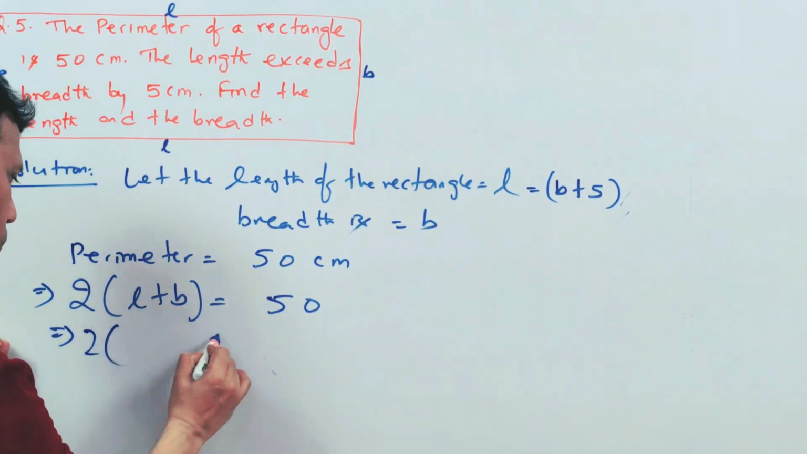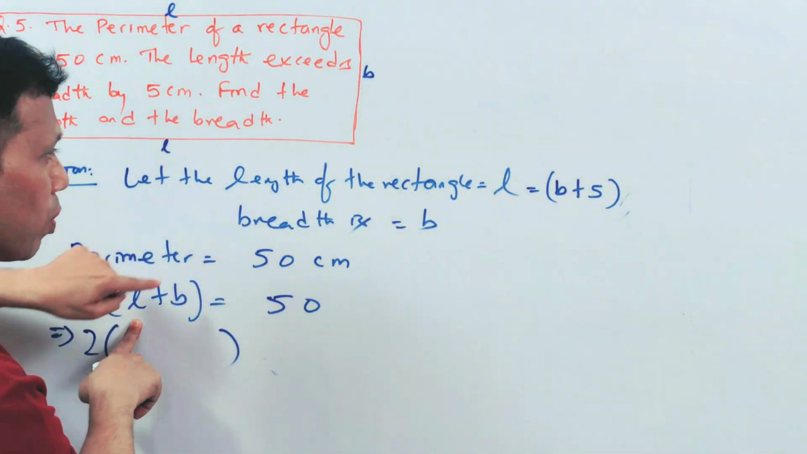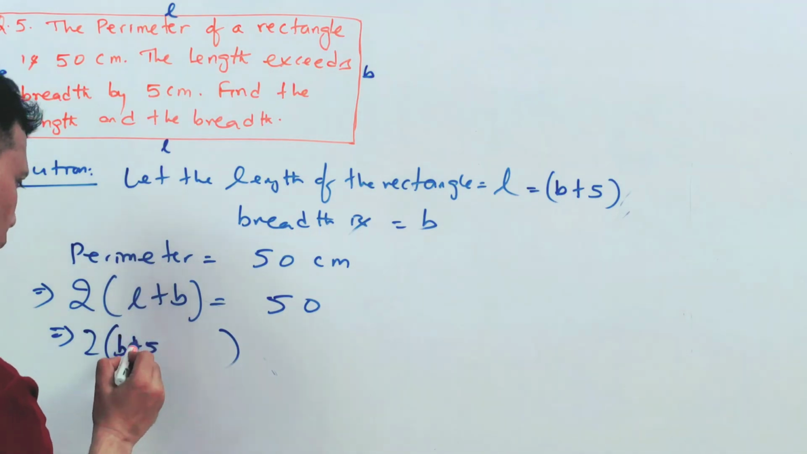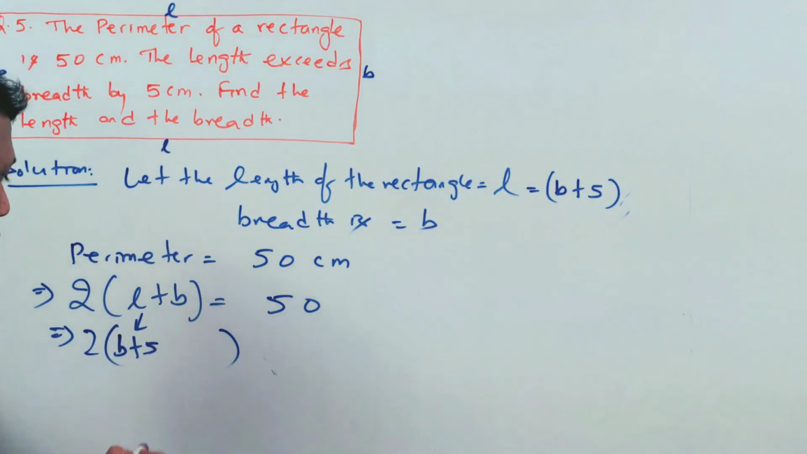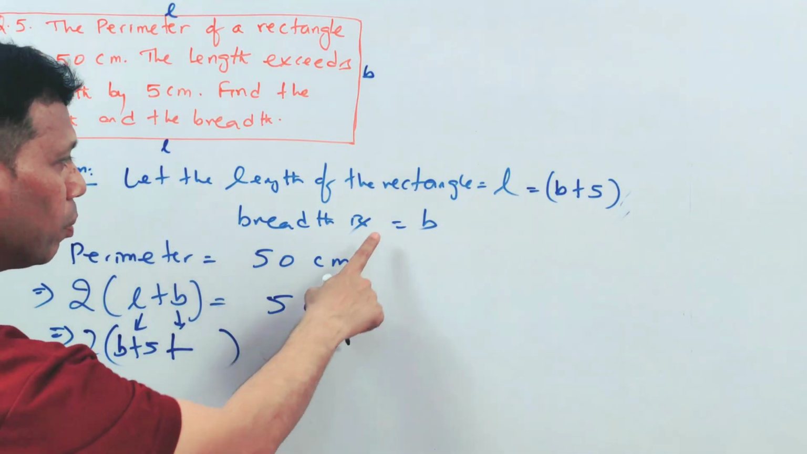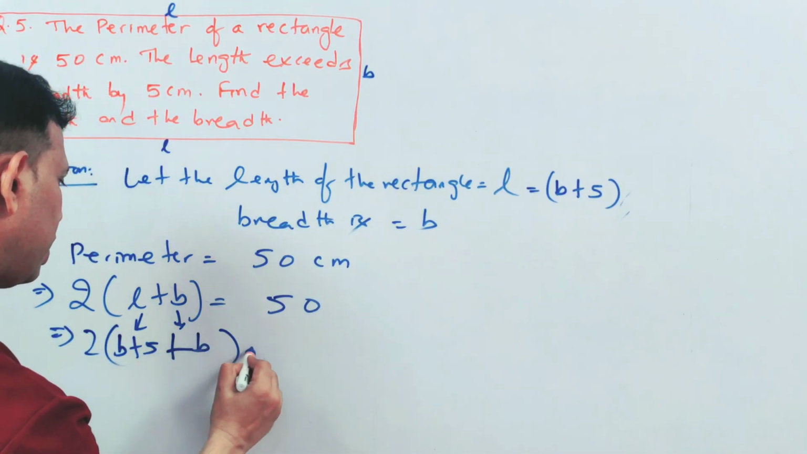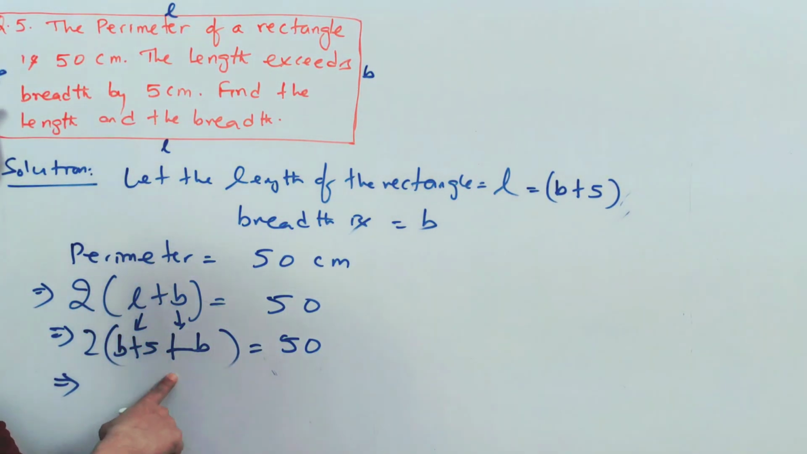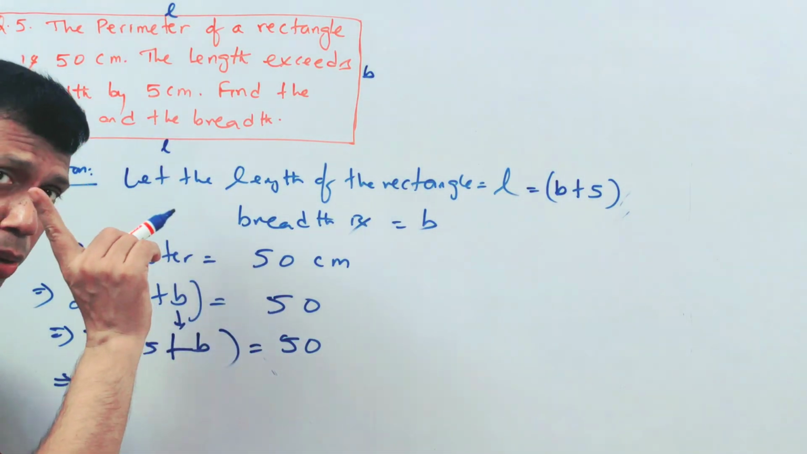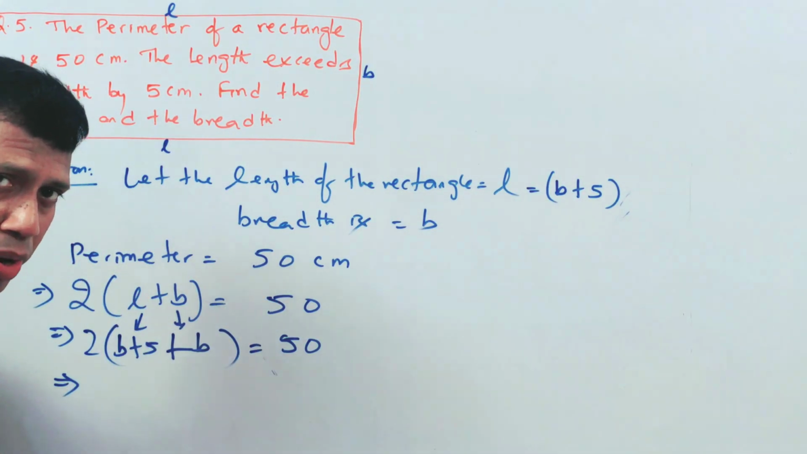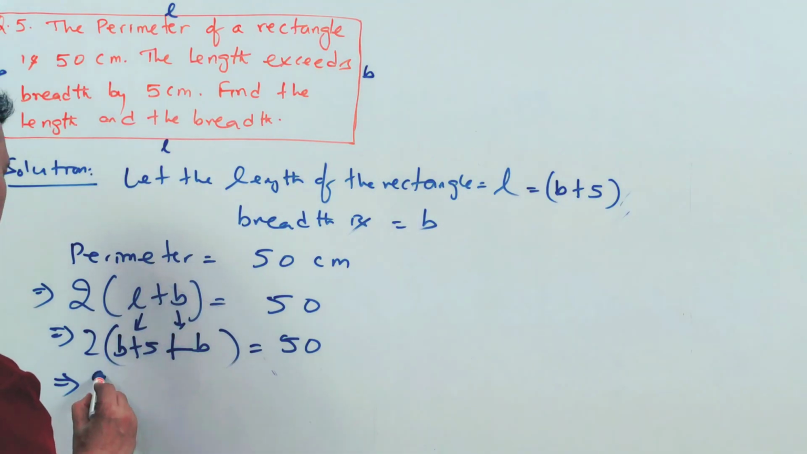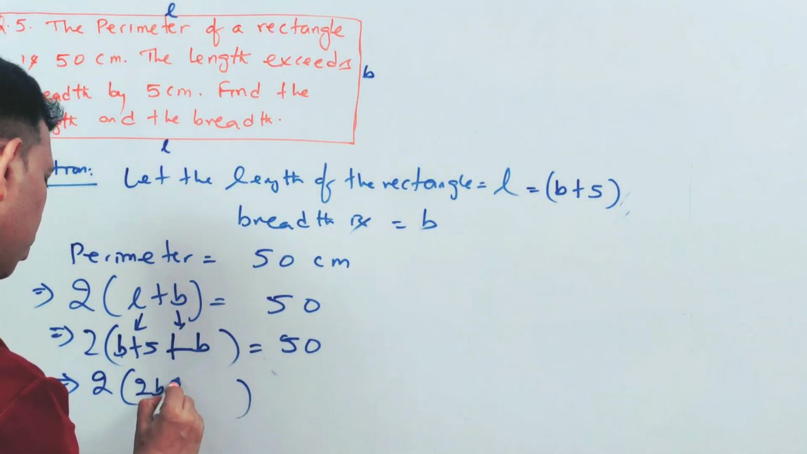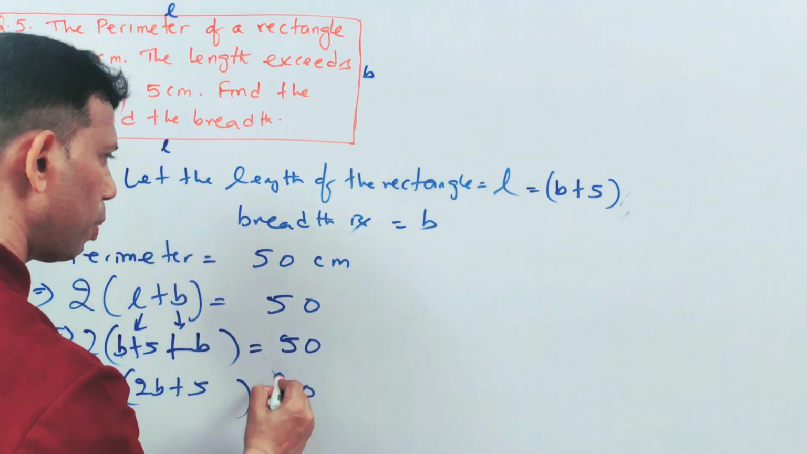So 2 whole into L is what? L means B plus 5. In place of L, I put B plus 5, plus B is what? B is B, is equal to 50. Implies that. Now here I always say solve the bracket work. According to BODMAS rule, if bracket is there, you solve the bracket part. So 2 whole into B plus B, like term, 2B plus 5 is equal to 50.